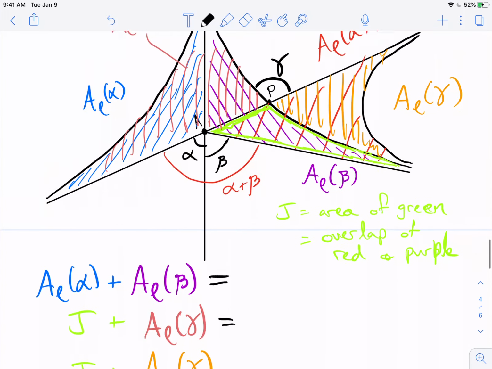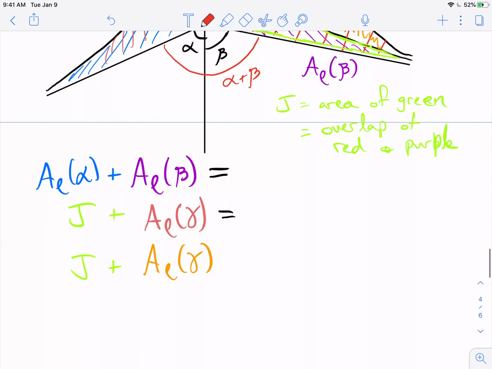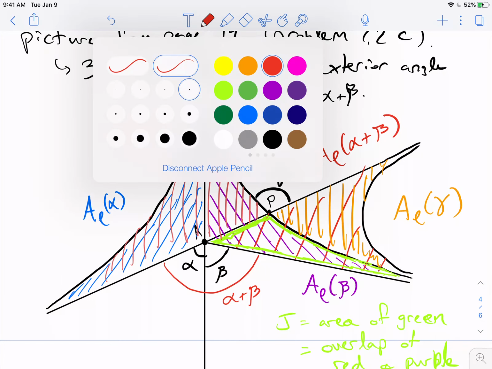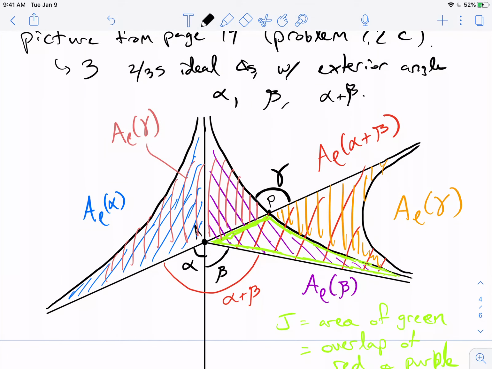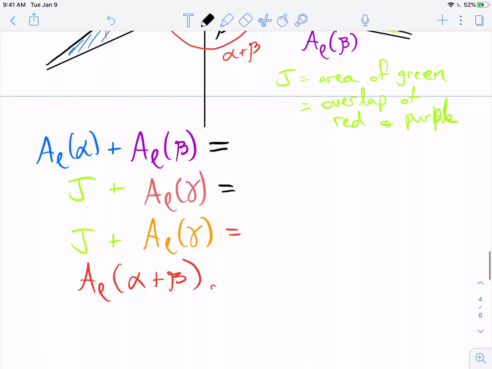And so what I have here is now the green plus the area of the orange, but you can see that that's exactly the same region as is given by the 2/3 ideal triangle in red with exterior angle alpha plus beta. And so this is equal to a rho of alpha plus beta. Okay, and that's the proof. It's kind of a complicated diagram, so it's helpful that I have all these colors at my disposal. And this shows that they're equal.